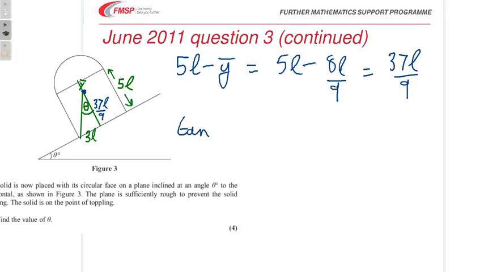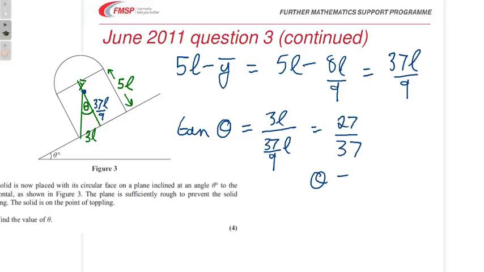Tan of theta is 3L over 37L over 9. Right, so it's 27 over 37. And that gives us theta equals 36 degrees or 36.1 degrees. So go back over that carefully, make sure you see, well, first of all, make sure you agree that this is theta and that is theta there. And then we just need to work out tan of theta from that.